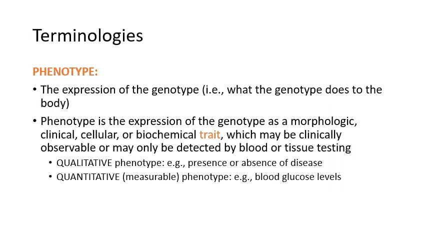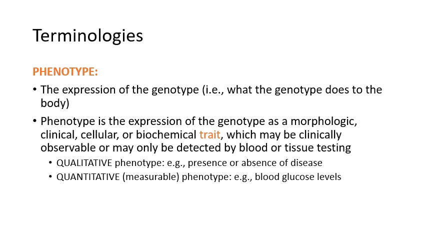Another important terminology is phenotype. What is a phenotype? A phenotype is how a genotype is expressed in the body. In other words, what the genotype does to the body. Phenotype is the expression of the genotype as a morphologic, clinical, cellular, or biochemical trait. So it doesn't necessarily need to be a disease. It could be a blood group, for instance, which we can't see from the outside. We'll only find out when it's actually measured. So it can be clinically observable or may only be detected by blood or tissue testing.